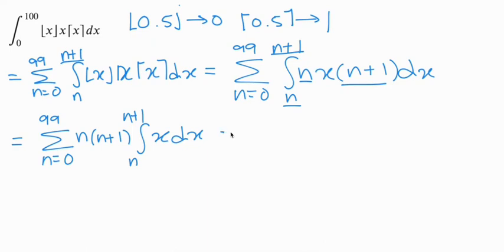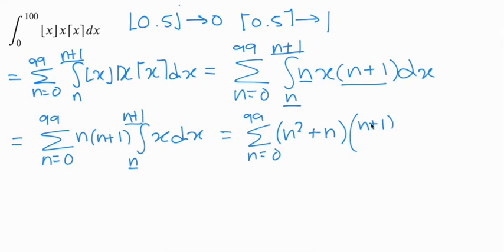Now that we have this, there are two things that we can do. We can expand the expression, so we get n squared plus n. And then this is a pretty trivial integral. This is the integral of x, so it's going to be x squared over 2 evaluated from n to n plus 1. So this is going to be n plus 1 squared minus n squared, all over 2.